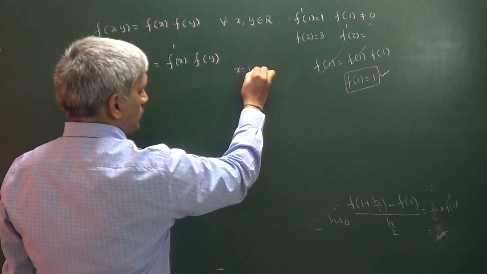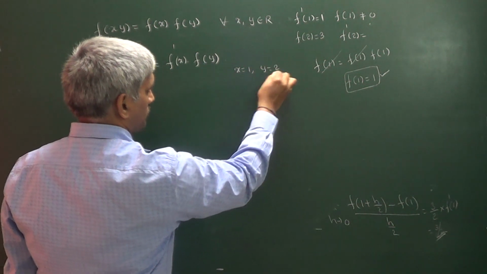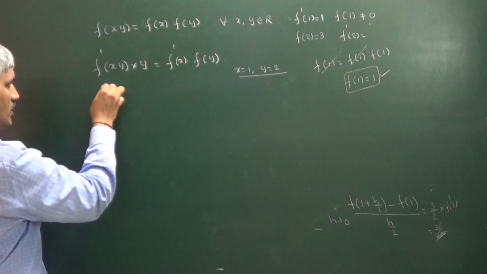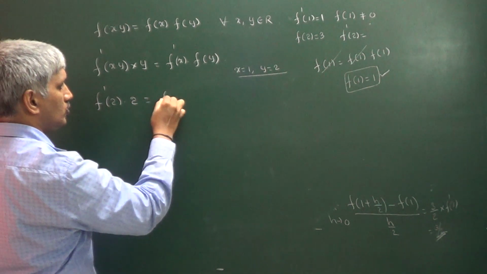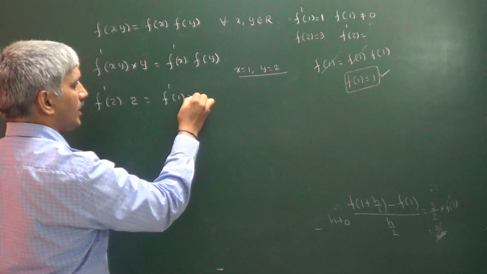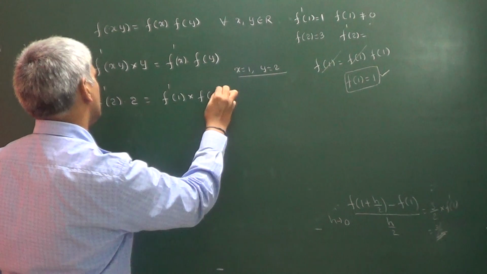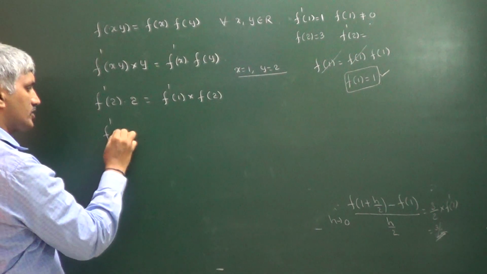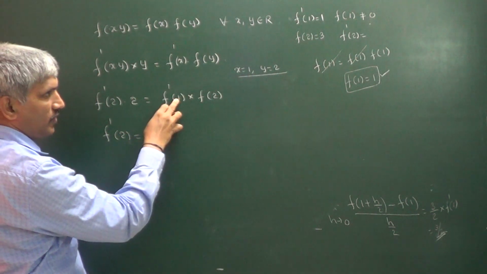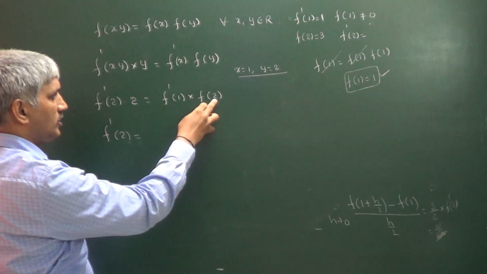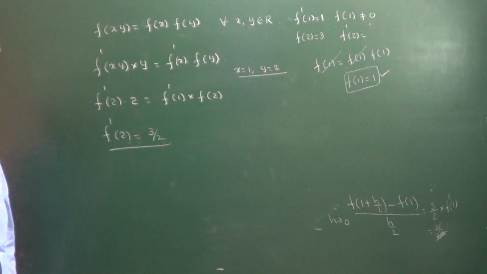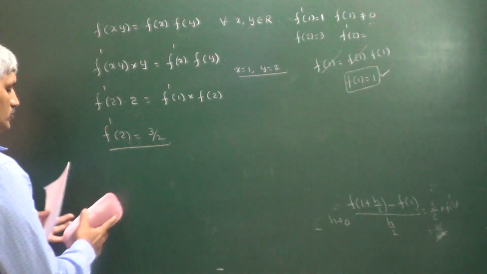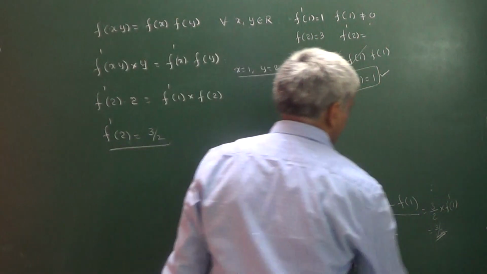Substituting x equals 1 and y equals 2, we will get f dash of 2 into 2 equals f dash of 1 into f of 2. There ends the matter. F dash of 2 equals f dash of 1, which is 1, times f of 2, which is 3, divided by 2. So we will get the answer as 3 by 2. Right? So that is the other way of proceeding with the same question.